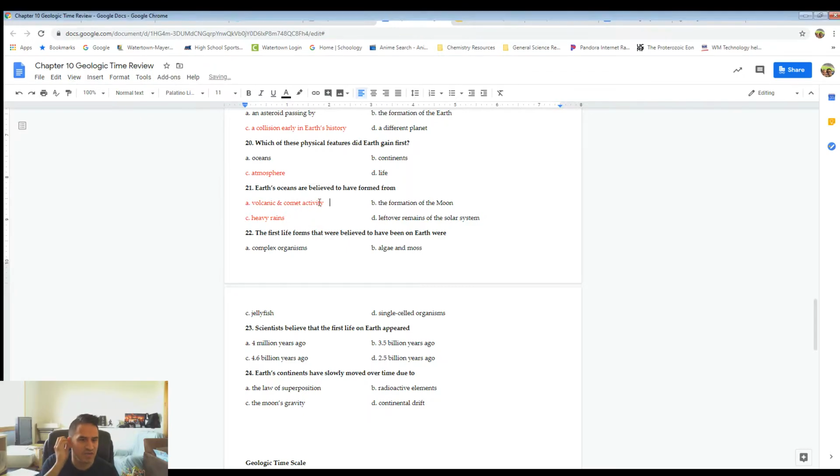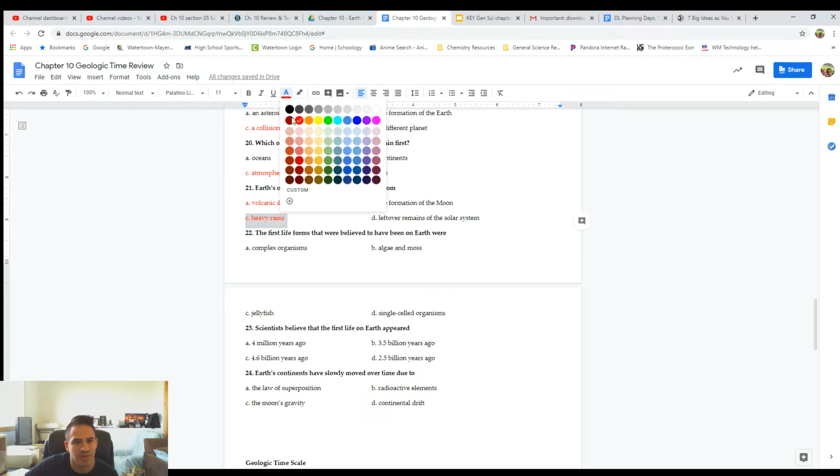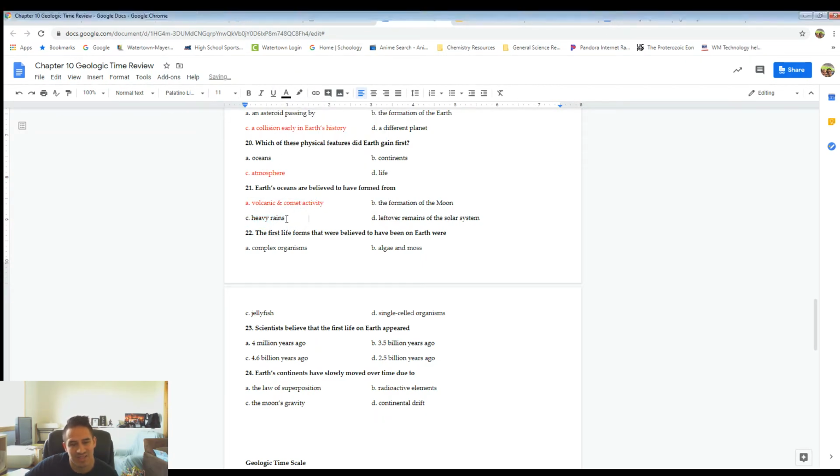Volcanic and comet activity primarily is where the water vapor came from, but it did rain onto the surface, so that kind of formed the oceans. Just for the sake of simplicity, I'm going to say that it's primarily A, okay, and not C. Heavy rain certainly is where water fell out of the sky, but it's not where the water came from, right? That's just the result of it going from gas to liquid. So let's say that it's A.